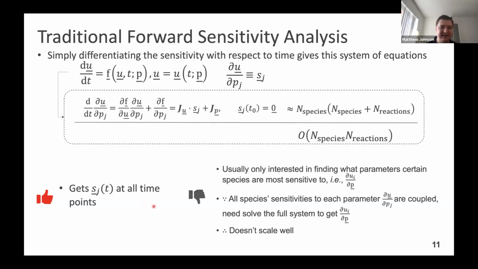However, it gets the sensitivity at all of the time points. So you'll get the sensitivity of all of these things at every time point starting from this initial condition. However, there are some issues with this. It doesn't scale very well. It's also messy and coupled, and usually we're only interested, as we mentioned before, in a single species with respect to every parameter. And this forces us to integrate every species with respect to every parameter.